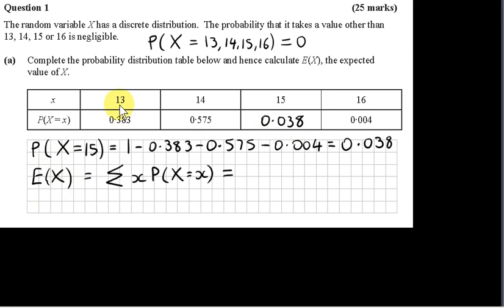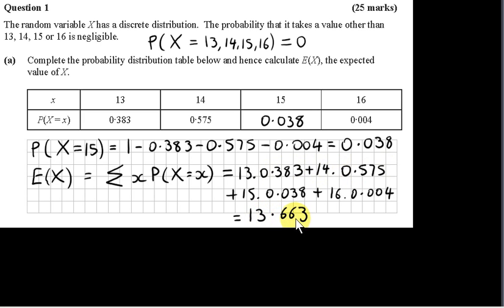To get the expected value of x, we multiply each value of x by its corresponding probability and sum all the results. So we have the sum of x times the probability that the random variable x takes on that particular value x. The particular value of x is denoted by small letter x. So we have 13 times 0.383 plus 14 times 0.575, etc. We get 13.663, which is the average of the values that the random variable x takes on in the long run.